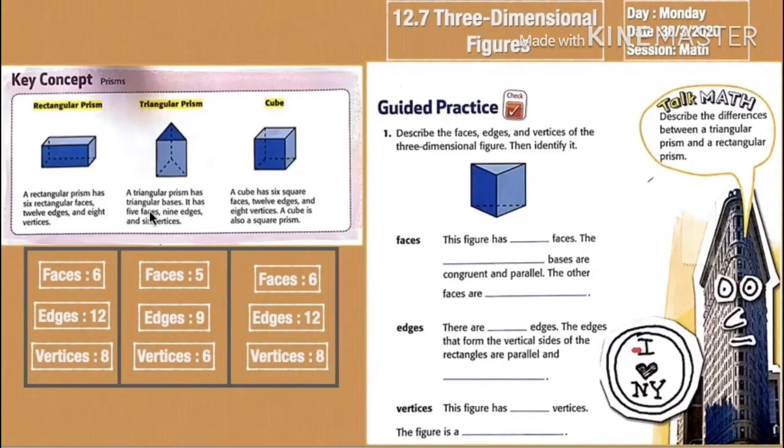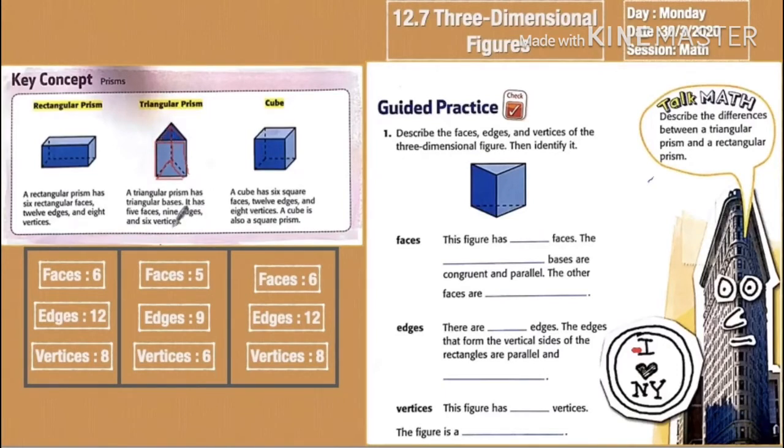Let's count them. It says 5 faces. 1, 2, 3, 4, and the front, which is 5. Next, we have 9 edges. Let's count them. 1, 2, 3, 4, 5, 6, 7, 8, 9.